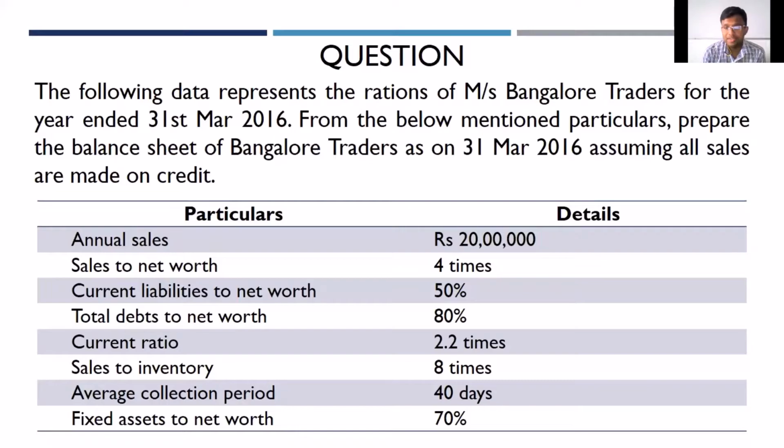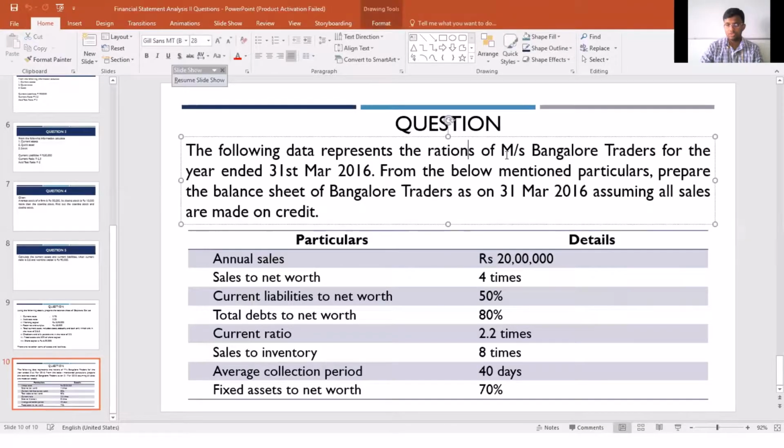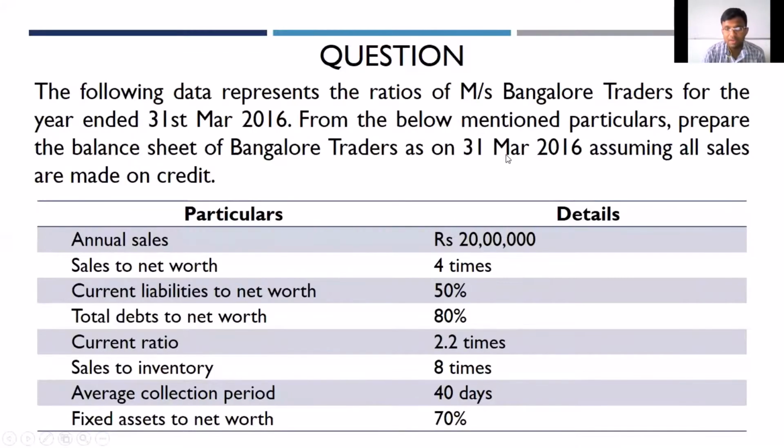The following data represents the ratios of MS Bangalore Traders for the year ended 31st March 2016. From the below mentioned particulars, prepare the balance sheet of Bangalore Traders as on 31st March 2016, assuming all sales that are made are on credit. So what we are asked in the question is to construct the balance sheet of Bangalore Traders.